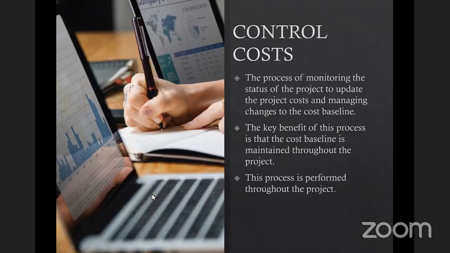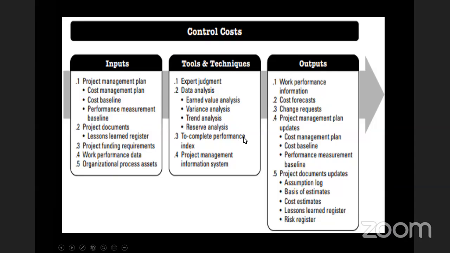Now, the fourth process is that of controlling costs. This is the process of monitoring the status of the project to update the project costs and managing changes to the cost. The key benefit of this process is that the cost baseline is maintained throughout the project. This process is performed throughout the project. Now, the key inputs for controlling costs are your project management plan.